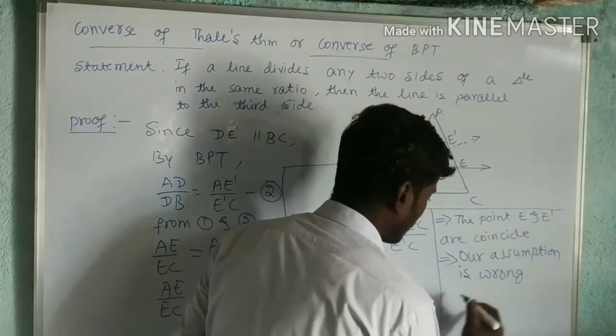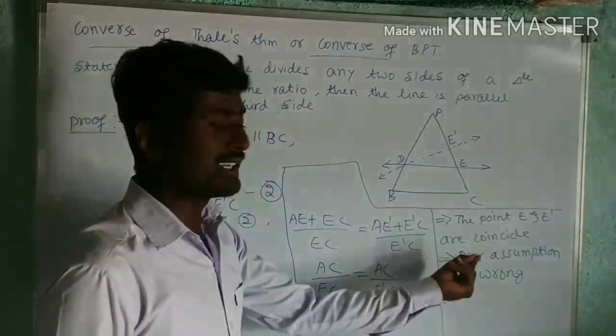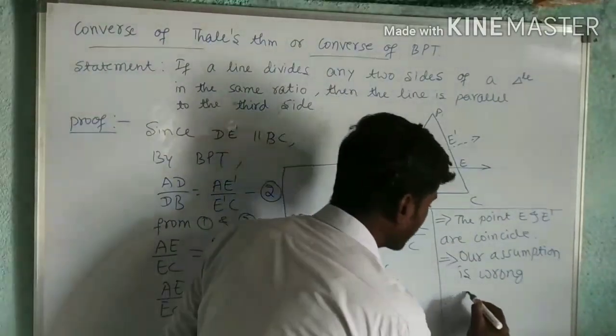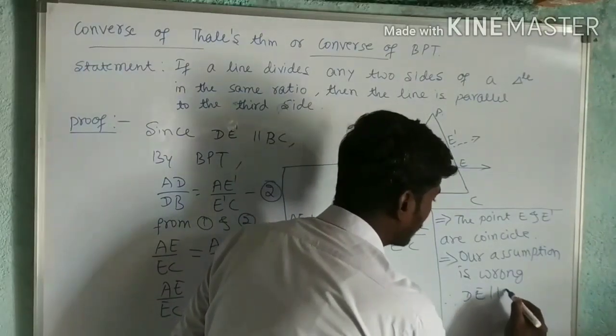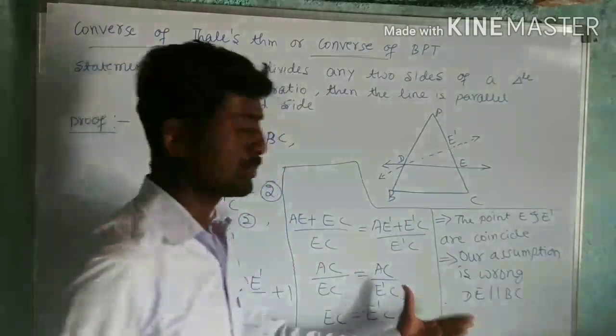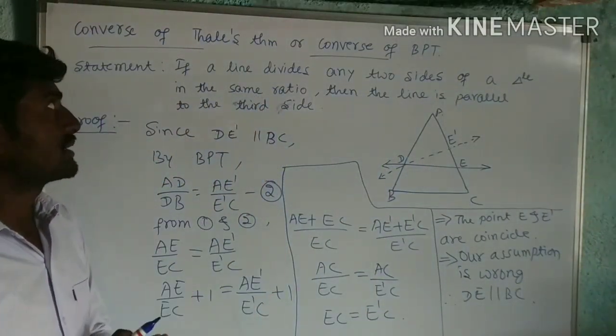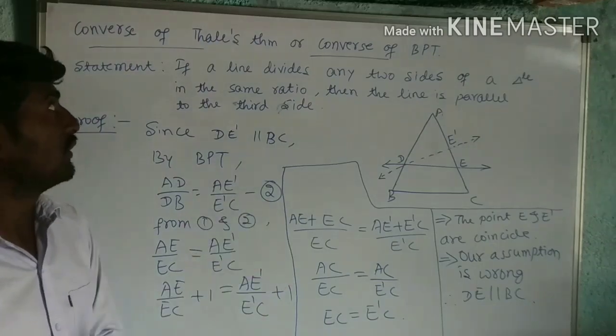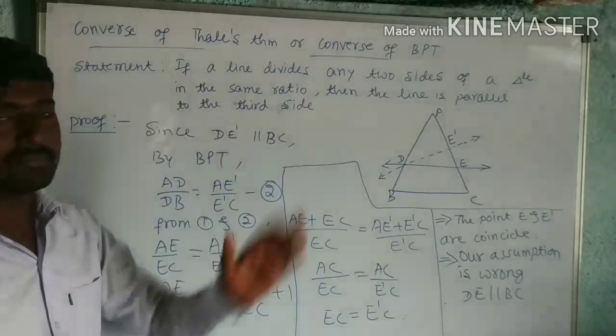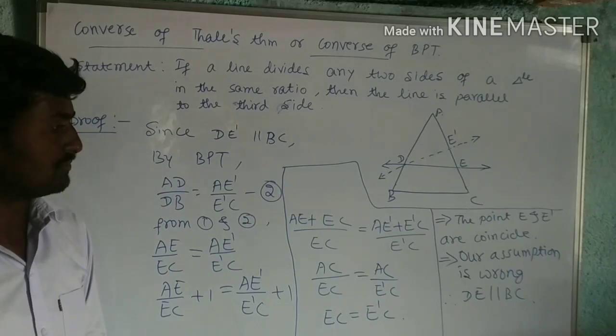So therefore, since our assumption is wrong, then I can write this DE is parallel to BC. Okay, hence we proved it. So this is how we can prove the converse of Thales theorem or converse of basic proportionality theorem.